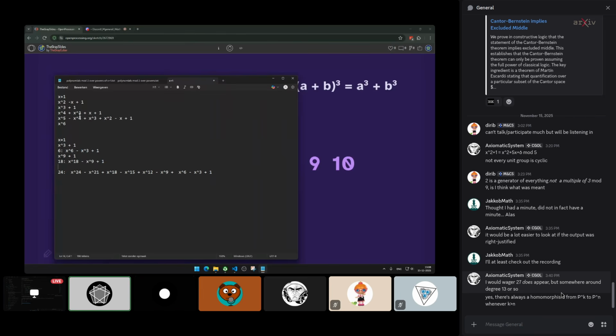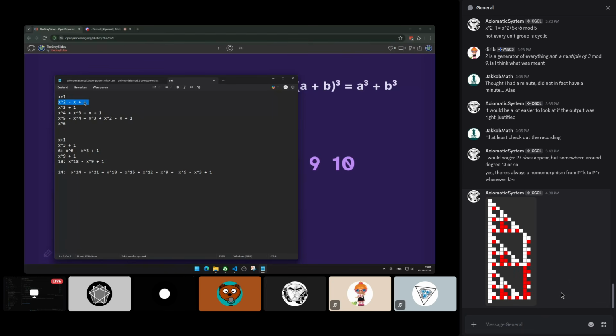Okay. That's 24. And then this was squared. So that would give us, like, we have a positive, negative, positive, negative, positive, negative, positive, negative, positive. So then when we multiply by this, it's going to give us x to the 27 plus 1, and then this cancels out.